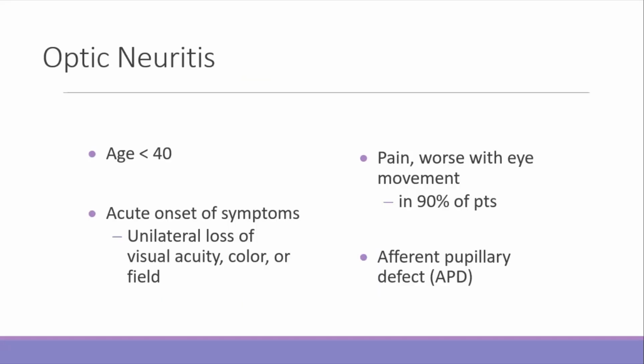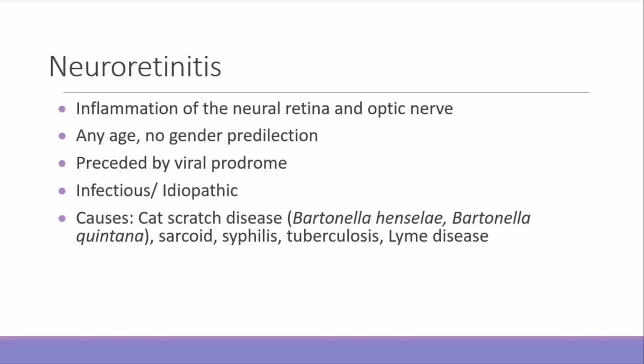Neuroretinitis, right? So how do we differentiate the two? Optic neuritis, and we'll stick to typical optic neuritis, is seen in women less than 40 years of age with an acute onset of symptoms, pain worse with eye movements, an afferent pupillary defect which corresponds with the vision, and a significant color vision defect, right? Not so with neuroretinitis. So what is neuroretinitis?